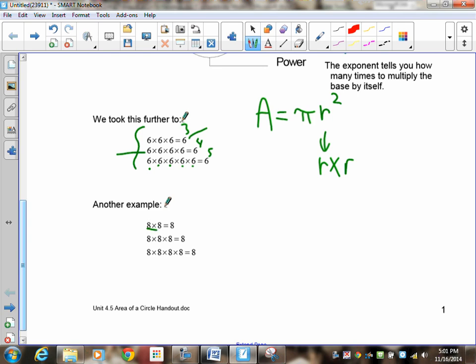Since there are 2 of them here, there's 2 there. Since there's 3 of them, that way. And since there's 4 of them, there's 4 there. Now remember, this is 8 times 8. That gives you 8 squared.